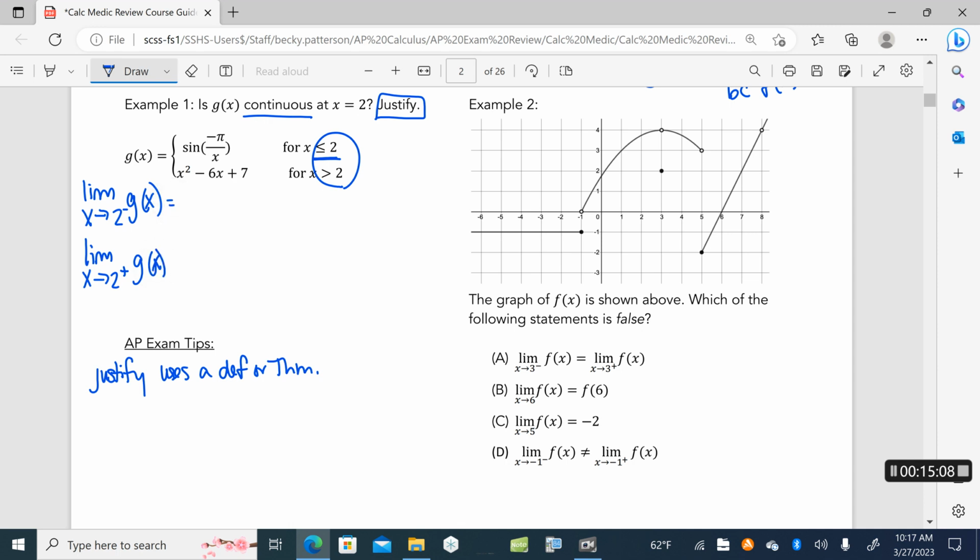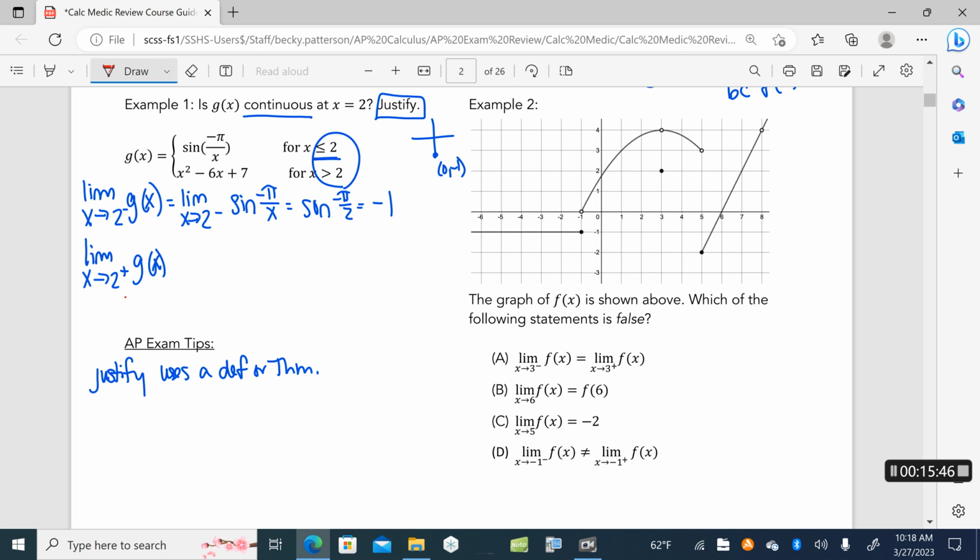Okay, well the one from the left would be the limit as x approaches 2 from the left of sine of negative pi over x. And to evaluate a limit, the first thing I'm going to try is just plugging in my value. So sine of negative pi over 2. Notice I dropped my limit notation because I'm evaluating it at a specific value. And negative pi over 2 is at (0, negative 1). So that value is a negative 1.